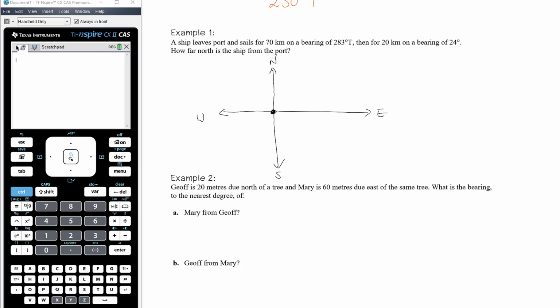So if we were going directly east, that's a bearing of 90 degrees true. If we were going directly south, that's a bearing of 180 degrees true.